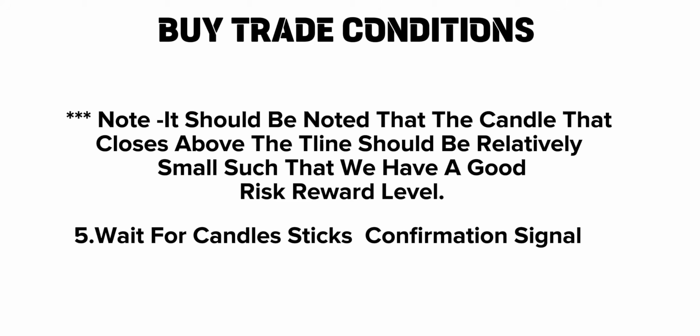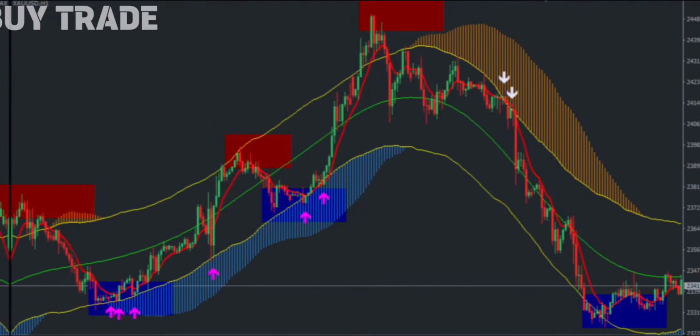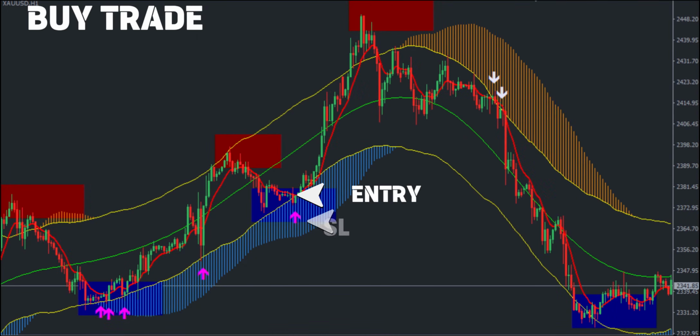Now, if all these conditions have been met, we simply place our buy trade right here, and then our stop loss below the low, and we target a 1 to 2 as our take profit level. Guys, this strategy is so simple to understand and execute over and over. Now, let's look at a sell trade.